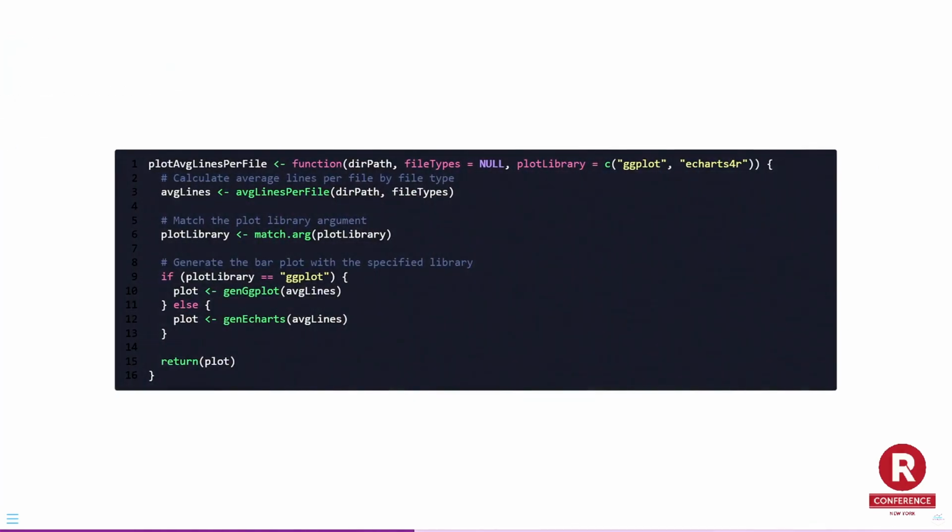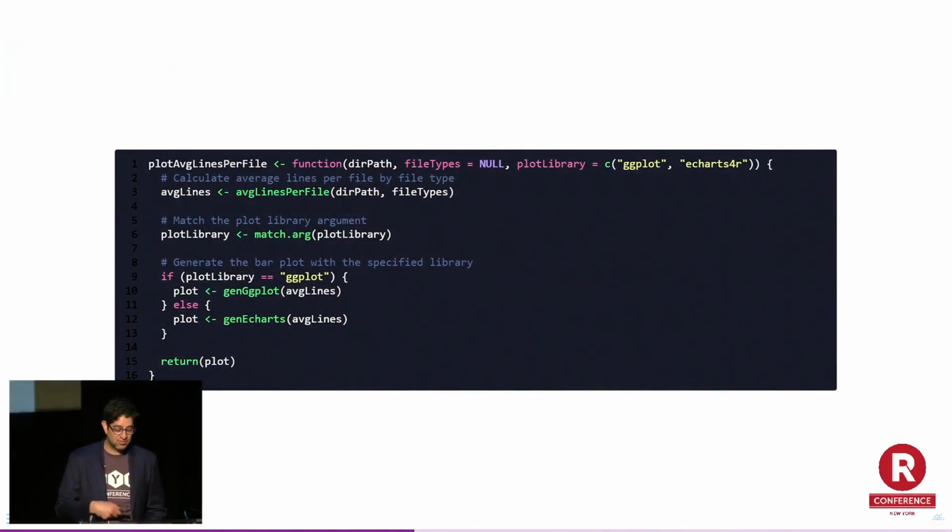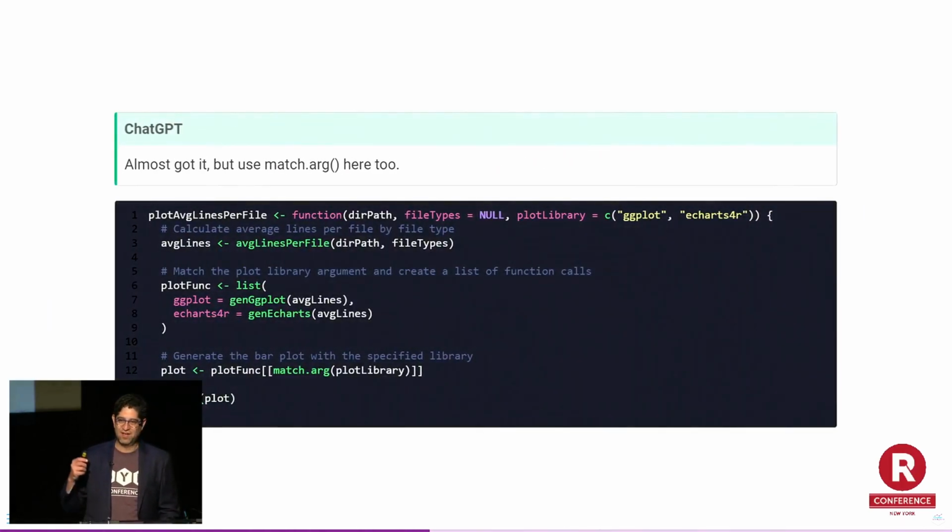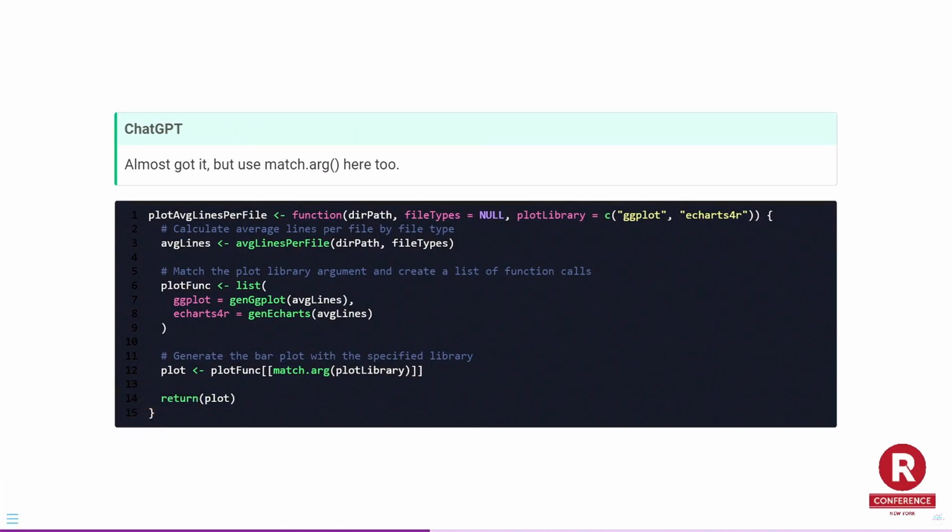So you can see here, before we saw the individual functions, this is the wrapper function that does it. And it still figures out how to do it with an if statement. And it's using match.arg, but it's still using an if statement. So I gave it a very unhelpful prompt. I said, almost got it, but use match.arg here too.